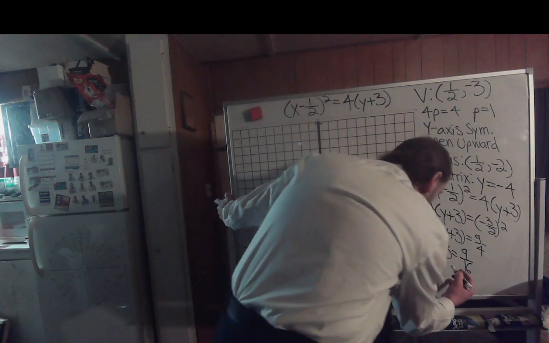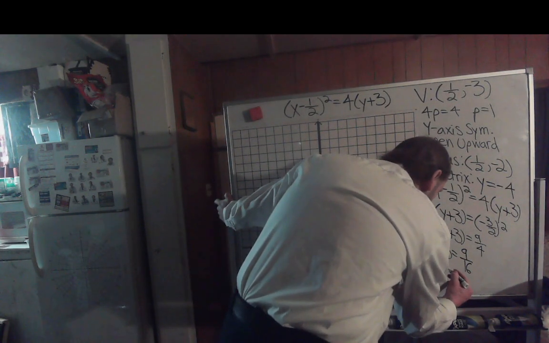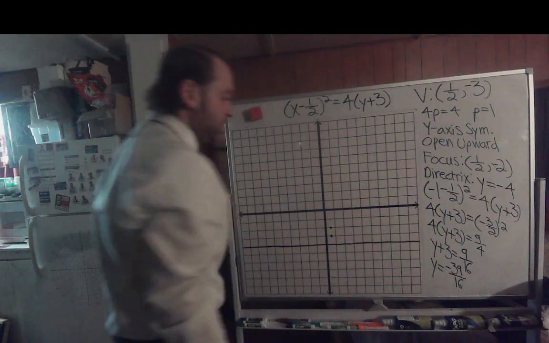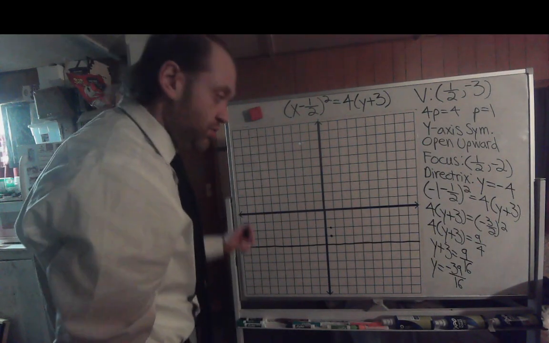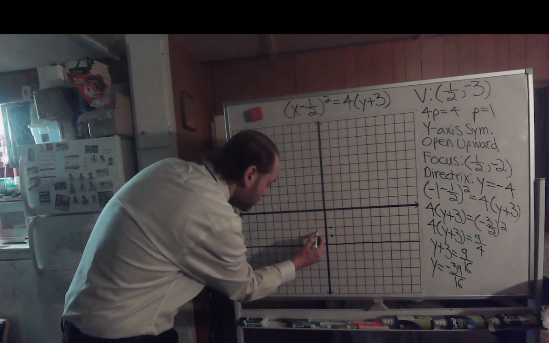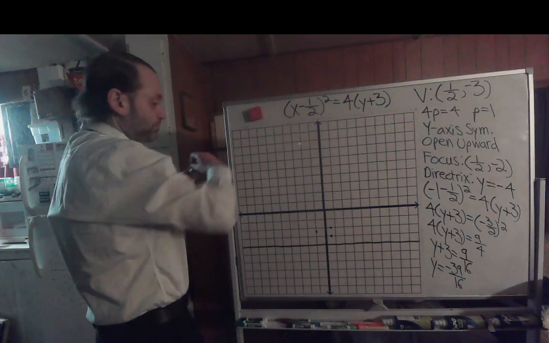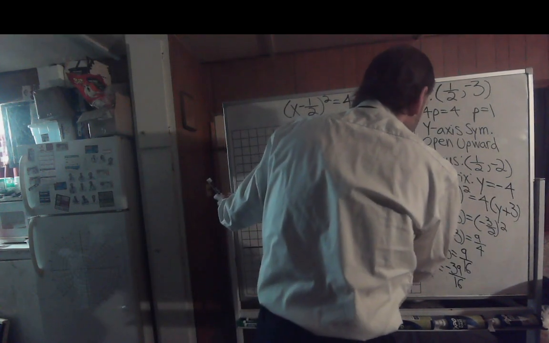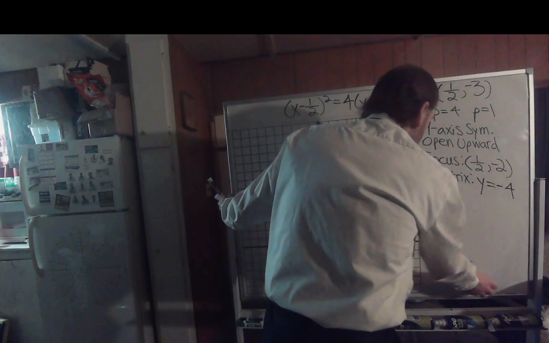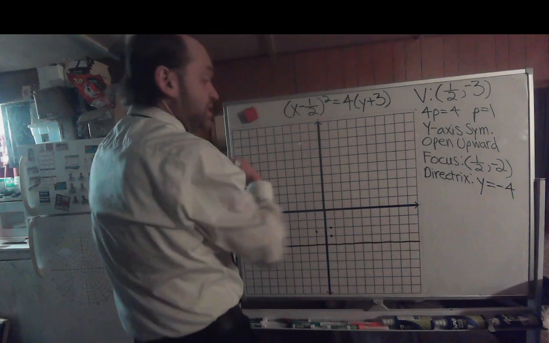So that would end up being, 9/16 minus 3, that'd be negative 39/16, or negative 2 and 7/16. So that's going to be a little bit higher up, right about there. And then let's do a couple to the right of the vertex. So let's pick x equals +1.